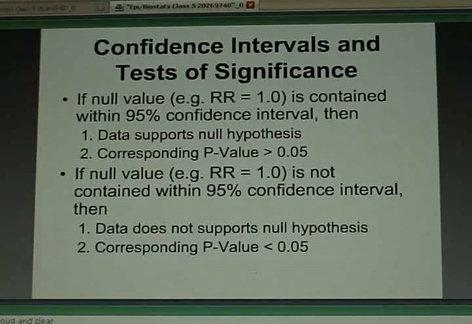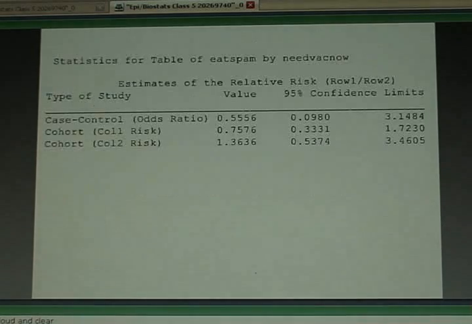So there's a relationship you might gather now between confidence intervals and tests of significance. If the null value, in other words, risk ratio equal to 1, odds ratio equal to 1, is contained in the 95% confidence interval, that means the data supports the null hypothesis. That means your p-value was bigger than 0.05. So if we go back to the previous slide, here's your 95% confidence interval for your odds ratio going from 0.09 up to 3.14. Notice inside this confidence interval is the number 1.0. It's one of the numbers for the true odds ratio which these data support. Therefore, these data support the null hypothesis, and therefore your p-value should be bigger than 0.05.